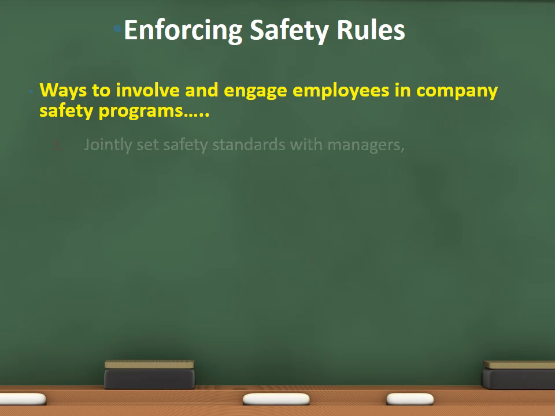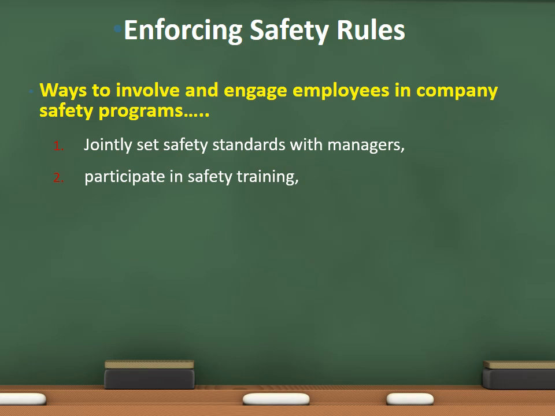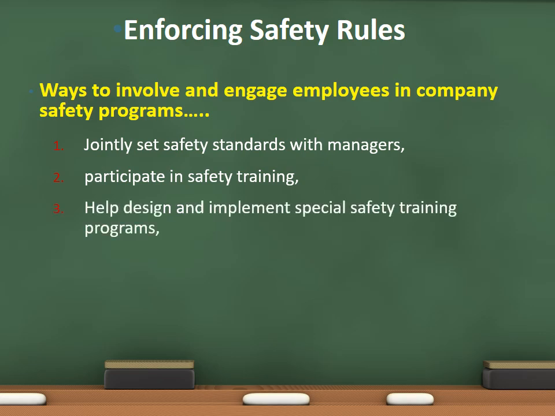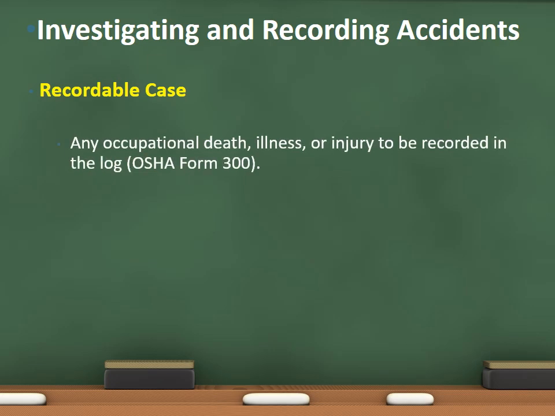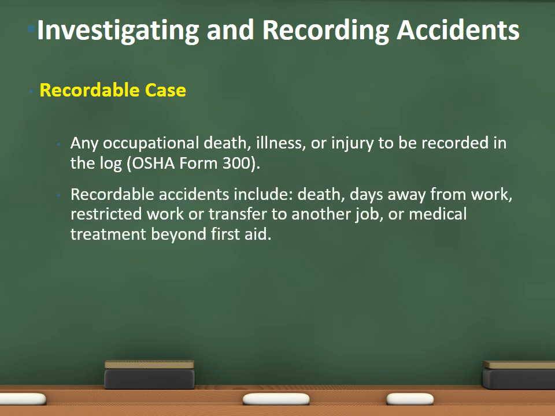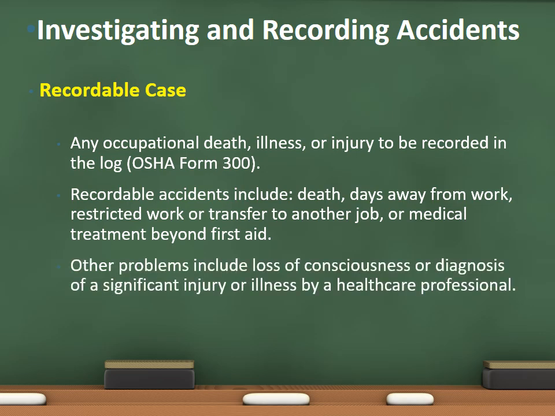Ways to involve employees in a company safety program is to jointly set safety standards with managers, have employees participate in safety training, and help design and implement special safety training programs. The company should establish safety incentives and rewards and be involved in accident investigations. A recordable case is any occupational death, illness, or injury to be recorded in the OSHA Form 300 log. Recordable accidents include death, days away from work, restricted work or transfer to another job, or medical treatment beyond first aid. Other problems include loss of consciousness or diagnosis of a significant injury or illness by a healthcare professional.